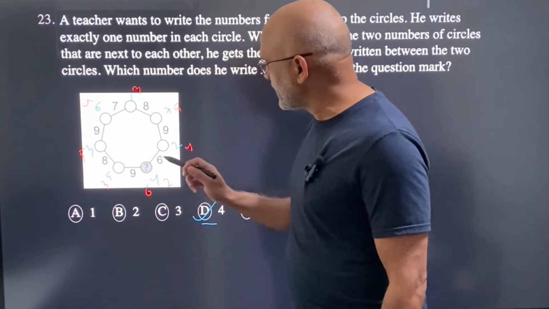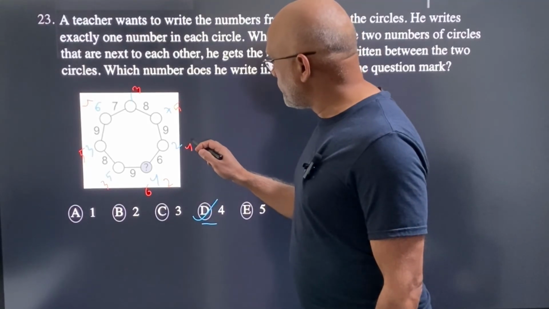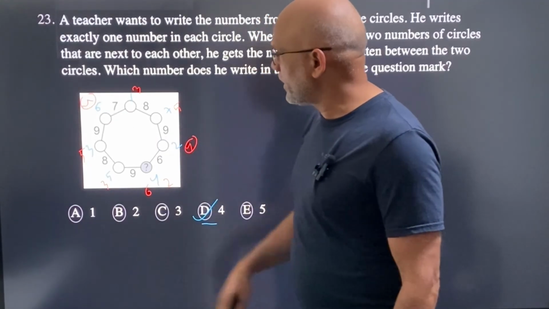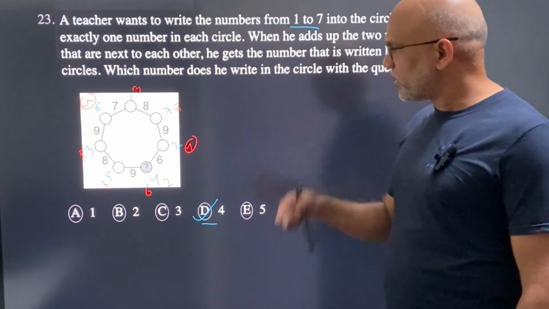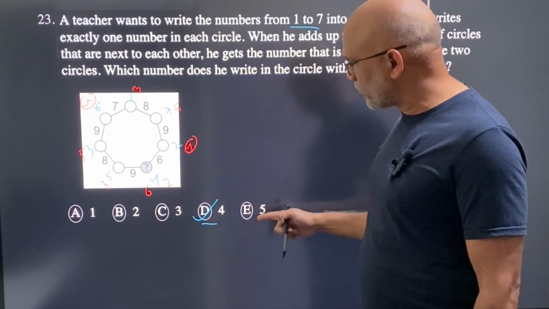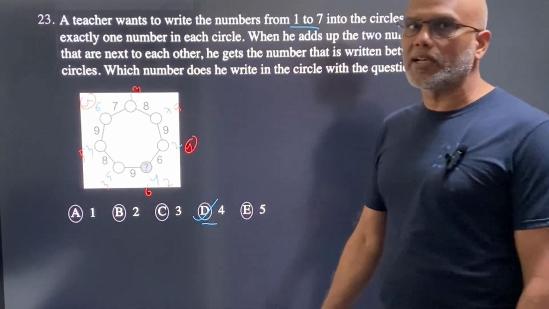That is one thing. Second thing is, you see that I am using the number 4 twice here, right? So that also will not work because I can use each number only one time, right? So similarly, you can rule out the other choices and D will be the final answer.